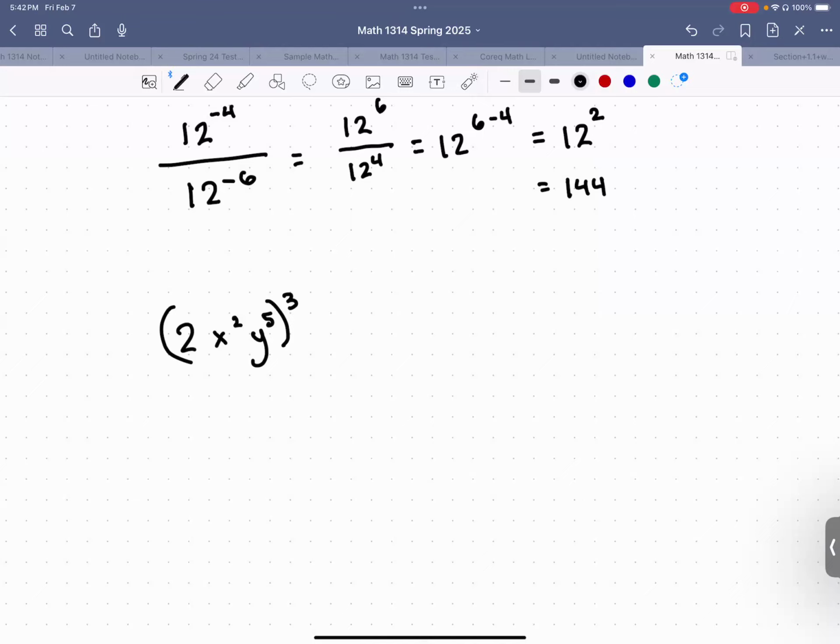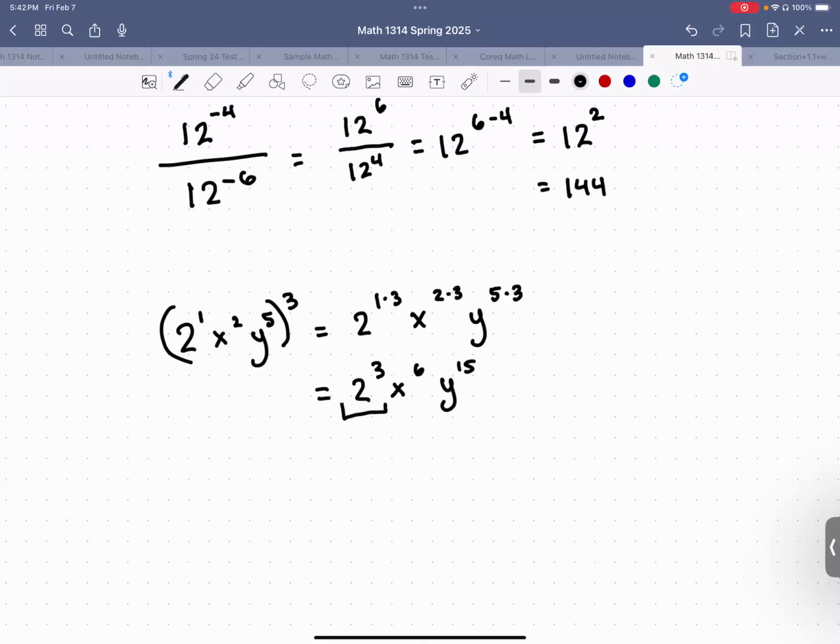Again, do not forget that this value, even though it does not look like it has an exponent, always has an implied exponent of 1. So for the 2, we would have 1 times 3. For the x, we would have 2 times 3. And for the y, we would have 5 times 3. So that makes this 2 to the third, x to the sixth, y to the 15th.